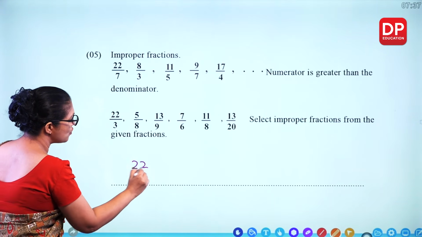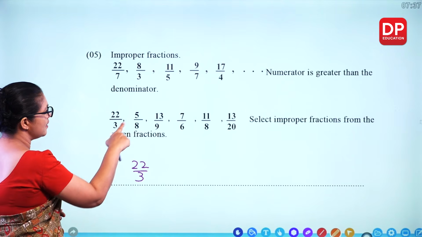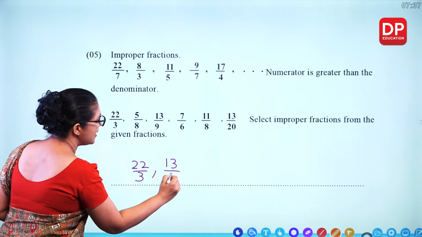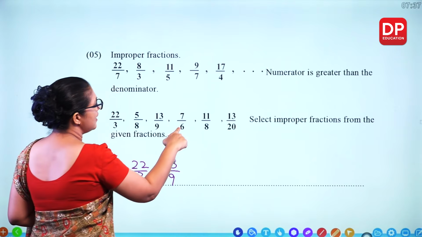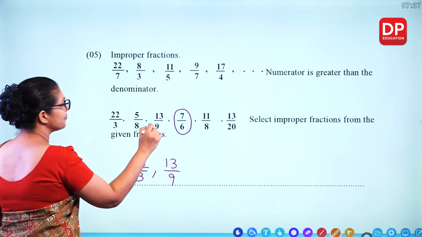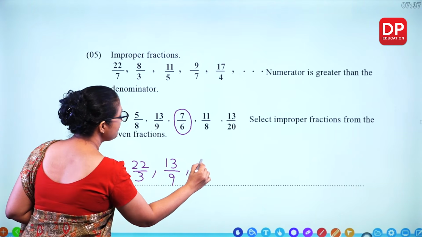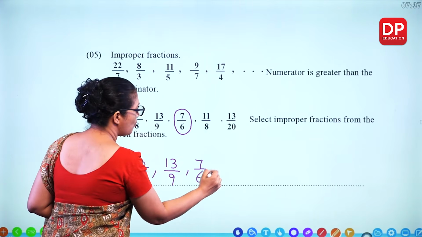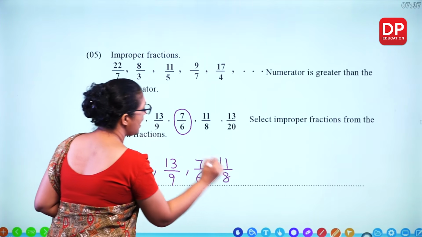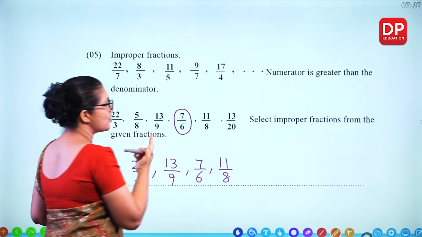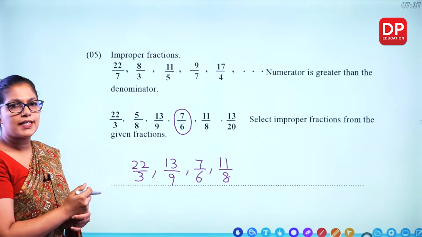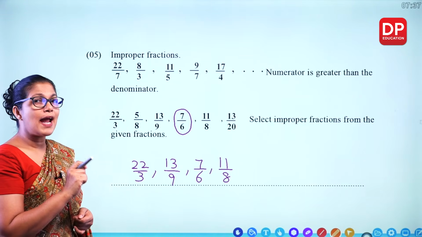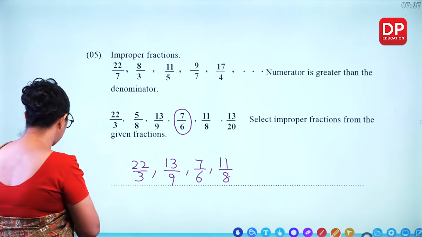We can write 22 over 3. That's bigger. 5 over 8 you can't take. 13 over 9, yes. Here, what about this one? Yes. 7 over 6 you can. 11 over 8 can. 13 over 20 you can't take. So now we know what are improper fractions and proper fractions.